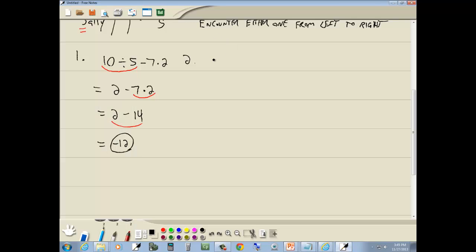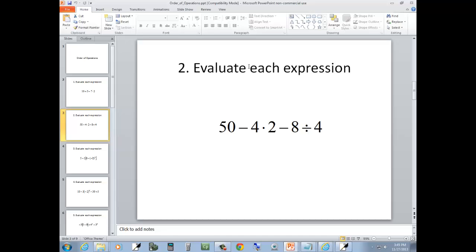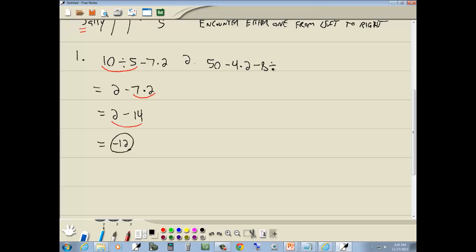Let's take a look at this one. We've got 50 minus 4 times 2 minus 8 divided by 4. Okay. Please excuse my dear Aunt Sally. Please, do what's inside the parentheses. There isn't anything inside the parentheses. Excuse, exponents. Don't have any exponents. My dear, multiplication and division. Going from left to right, our first one is right here. So we have 50 minus 4 times 2 is 8, and everything else carries down.